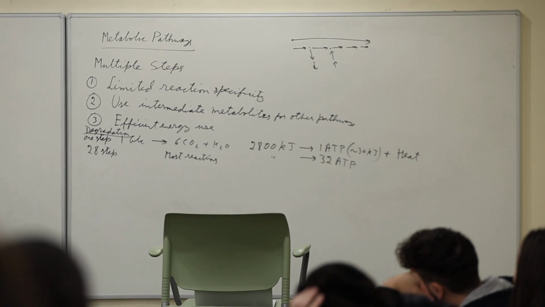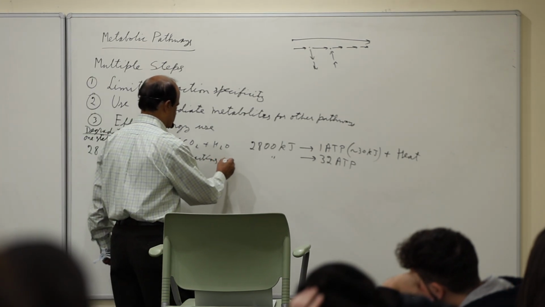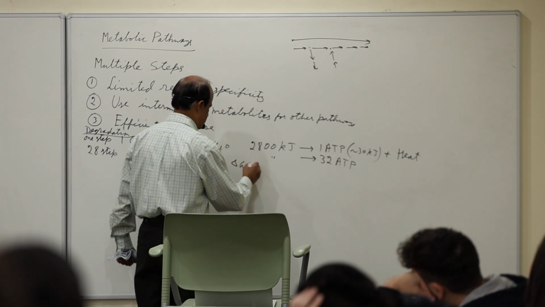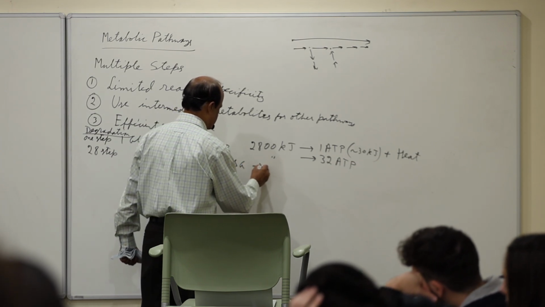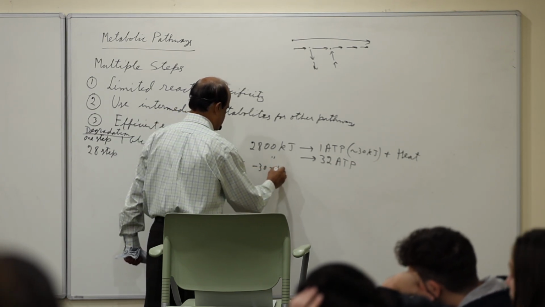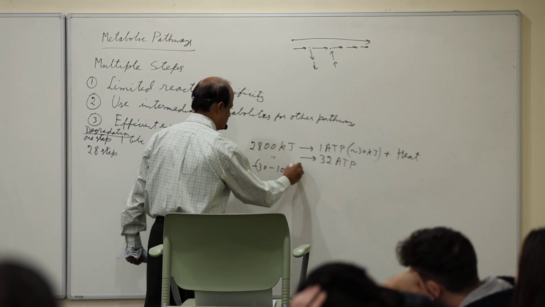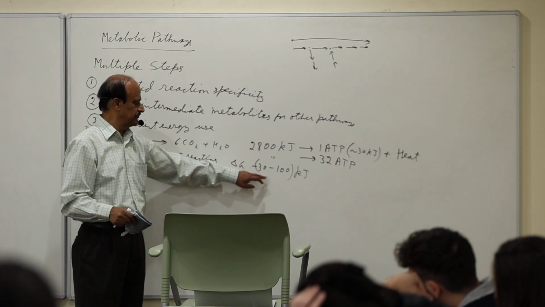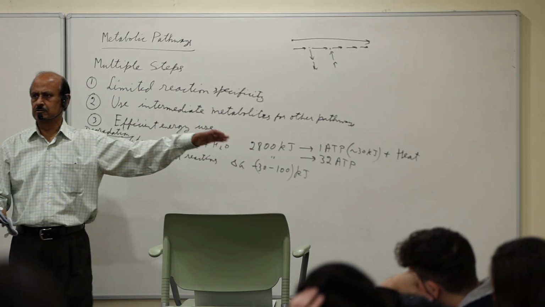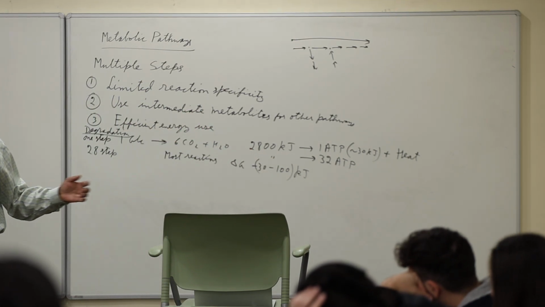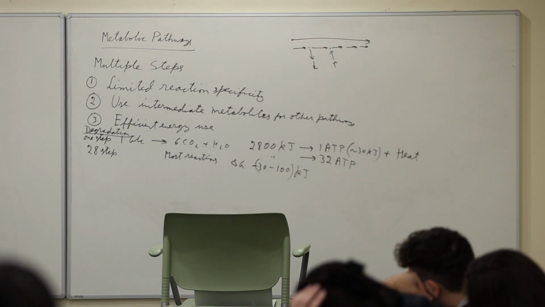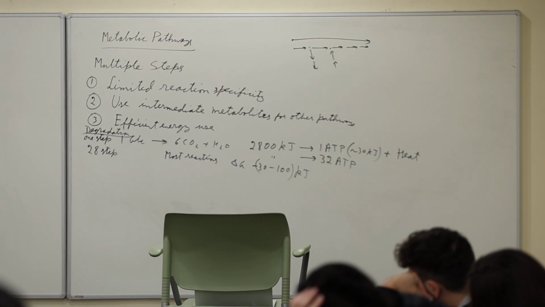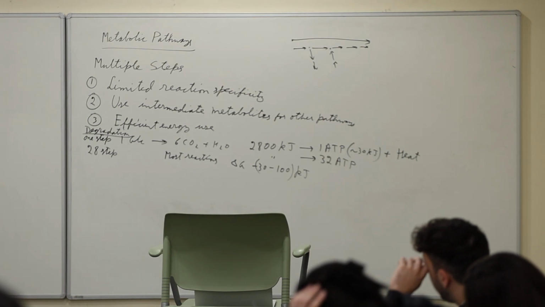So what happens to the rest? Most reactions will have a delta G maybe between 30 to 200, and that means they will make 1 ATP. If it is 100, then 70 kilojoules will be released as heat energy. If it is 40, then 10 kilojoules will be released as heat energy. And that is the amount of heat that you need for maintaining your body temperature.